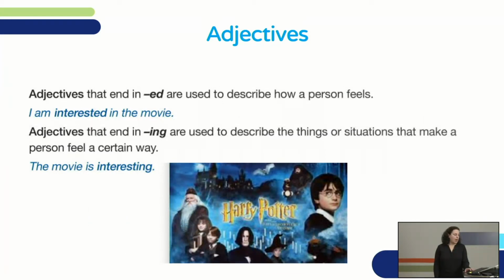For example, I am interested in the movie. I love movies. I'm interested in the movie, you say. I'm interested, ed. Adjectives that end in ing are used to describe the things or the situations that make a person feel a certain way. For example, the movie is interesting. I am interested in the movie, but the movie I think is very, very interesting. For example, Harry Potter, I love Harry Potter movies. The movie is very interesting.